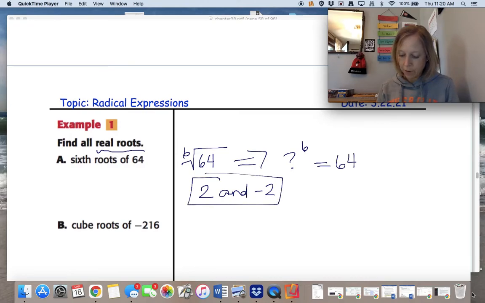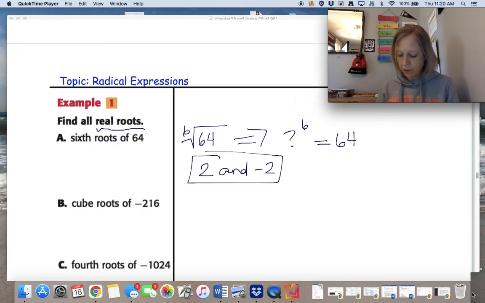All right, a couple more. We are going to find the cube roots of negative 216. The way we write this, cube root means 3, of negative 216. So what we're being asked to figure out is what number can you raise to the 3rd power and get a negative 216?